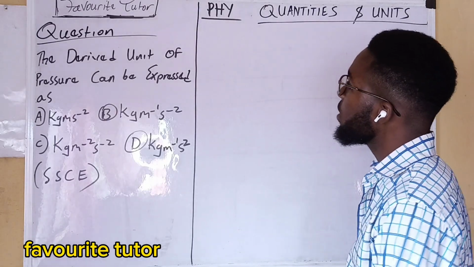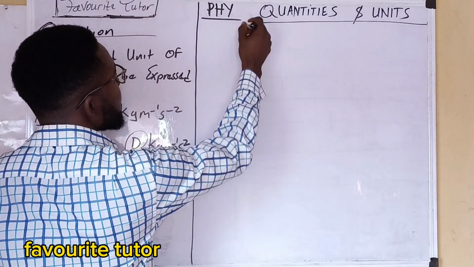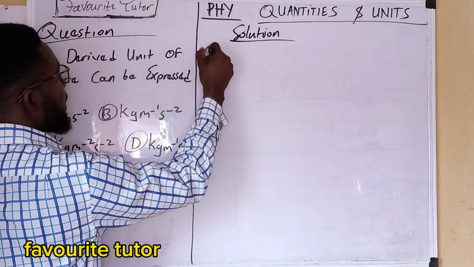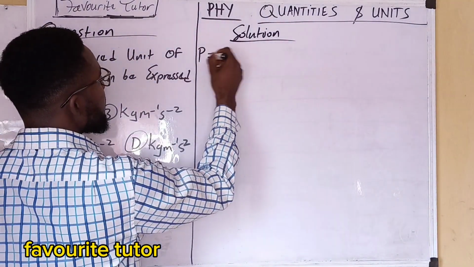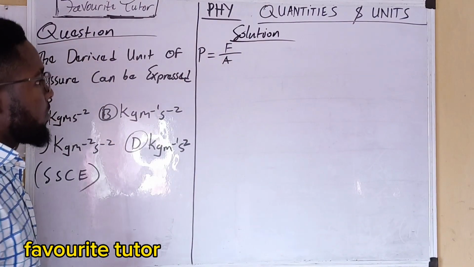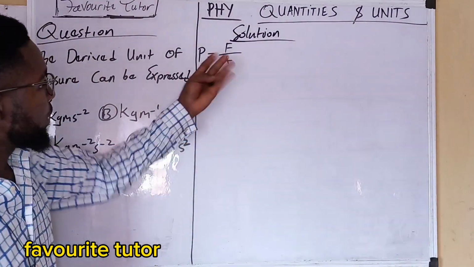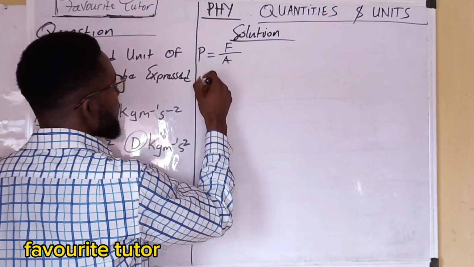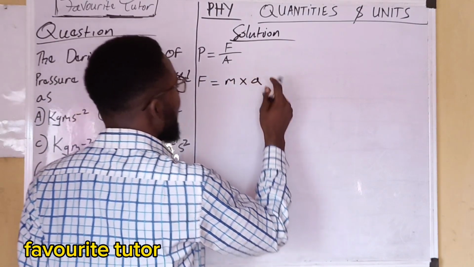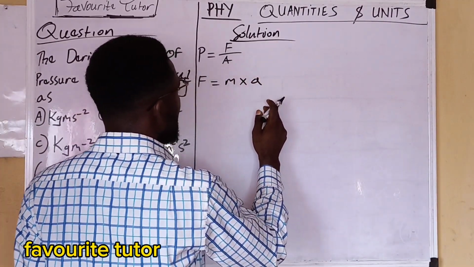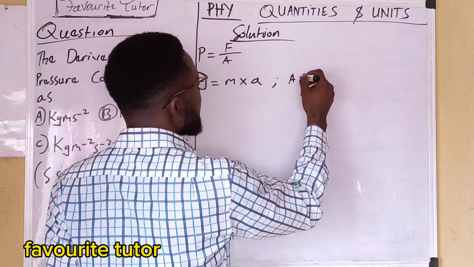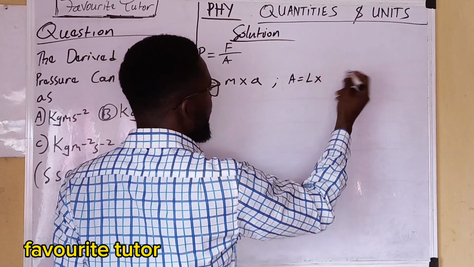Certificate examination question. So therefore we say solution for pressure. Pressure is what? Force over area. So we are going to bring them out one after the other. Force is mass times acceleration. So this is for force. And area. Area is length times breadth, the same thing as length times length.